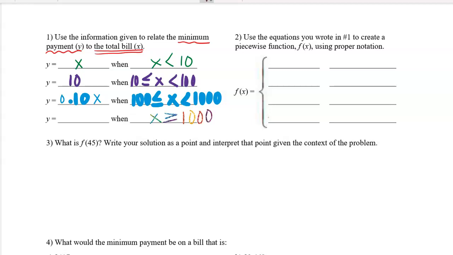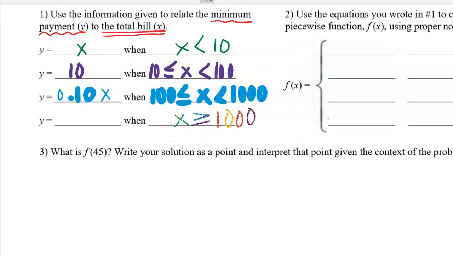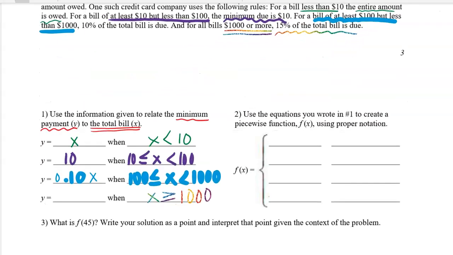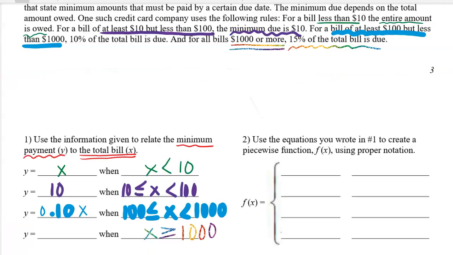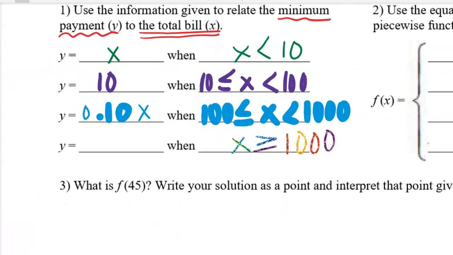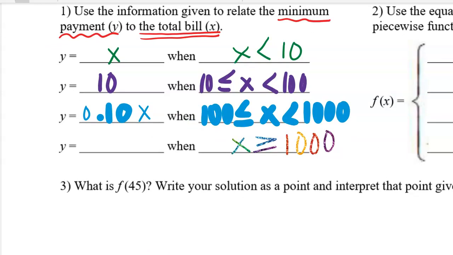Now, how much is going to be due, Chris? 10% again? No, I don't believe it's 10. What do you think? Oh, 15. 15%. So how do we translate that in our math equation? 15x. Yes. Okay. All right.